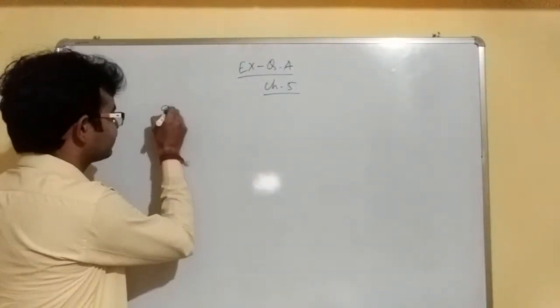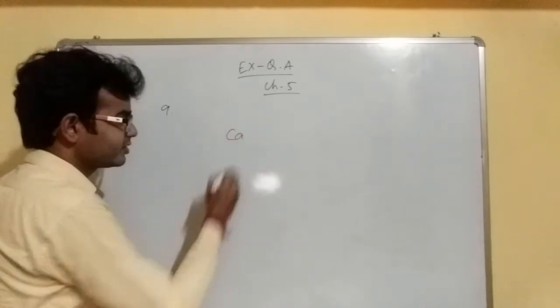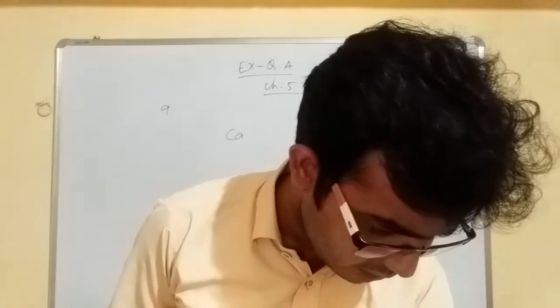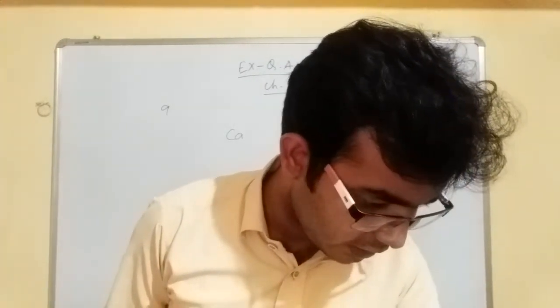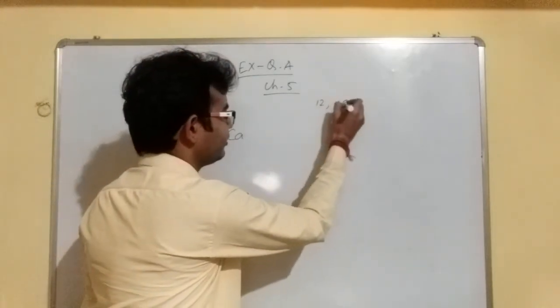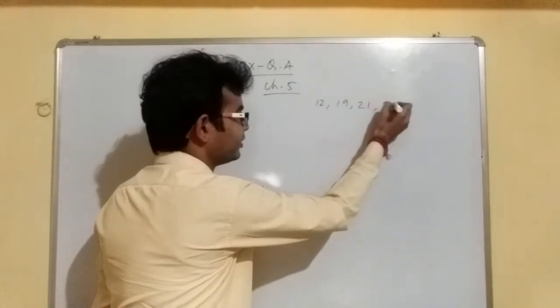Question number 9. In the modern periodic table, calcium is surrounded by elements with atomic number 12, 19, 21, 38. 12, 19, 21, 38. Fine.